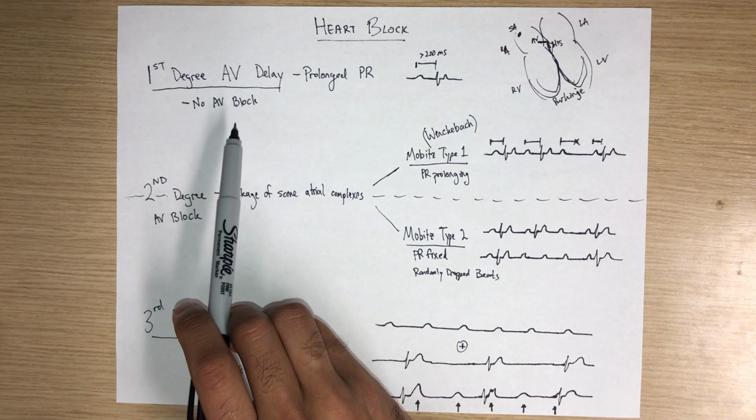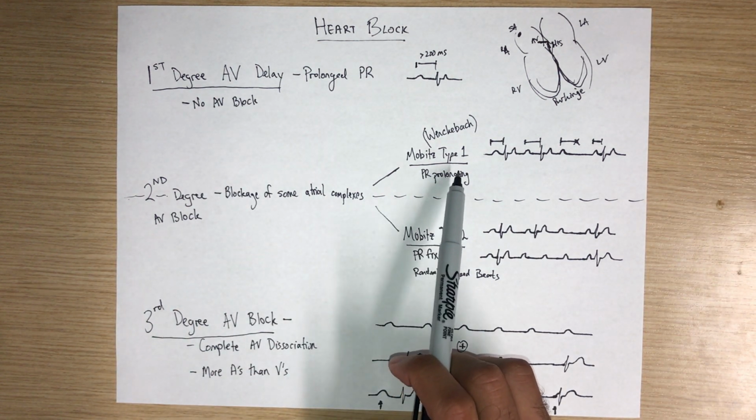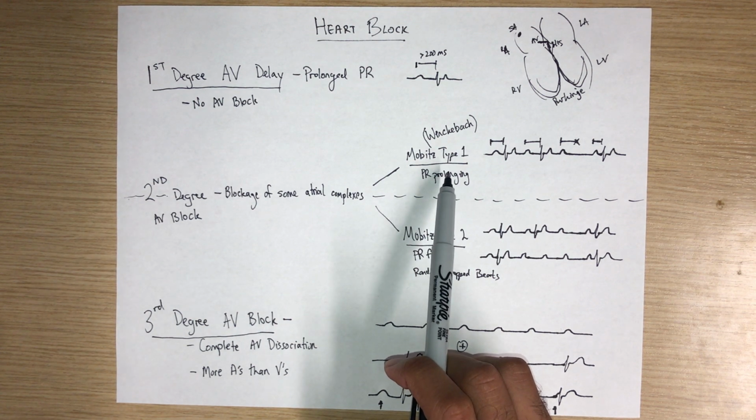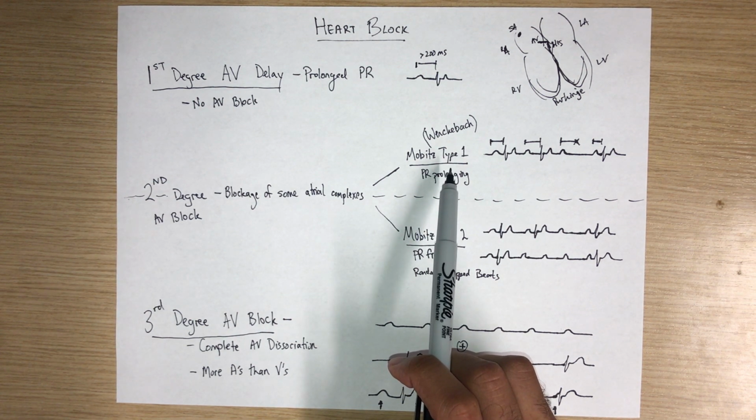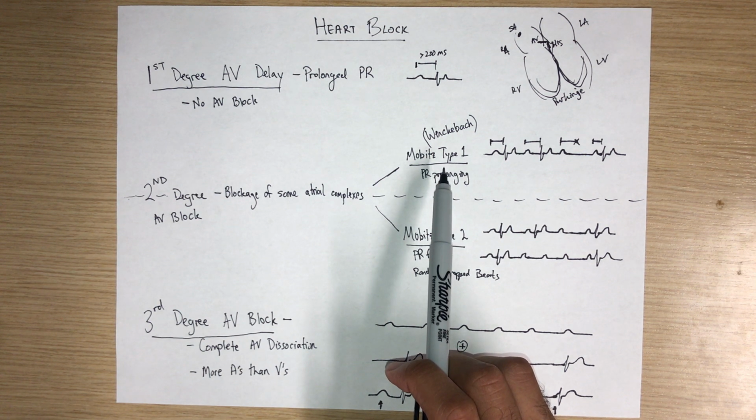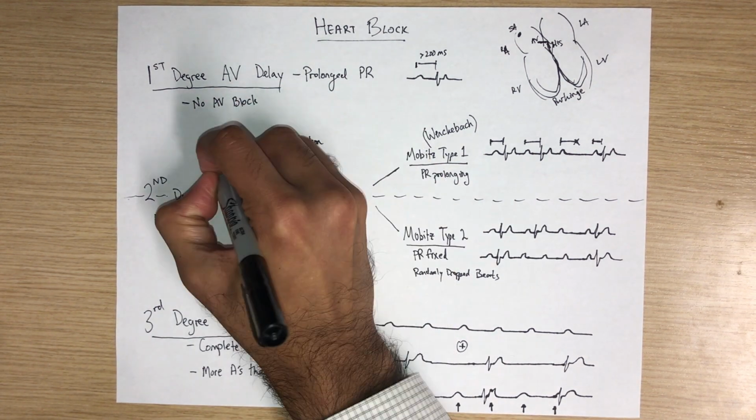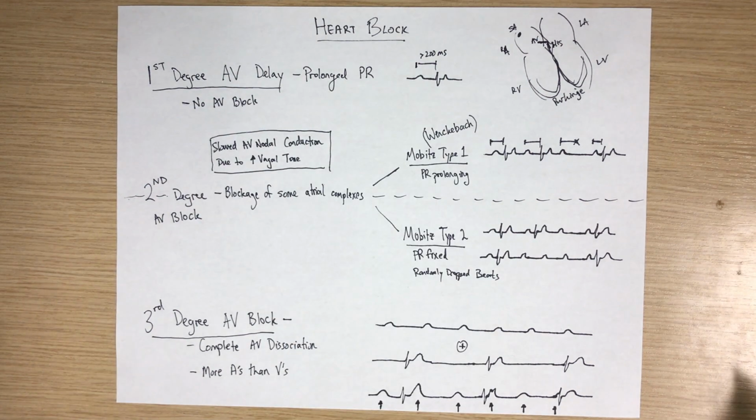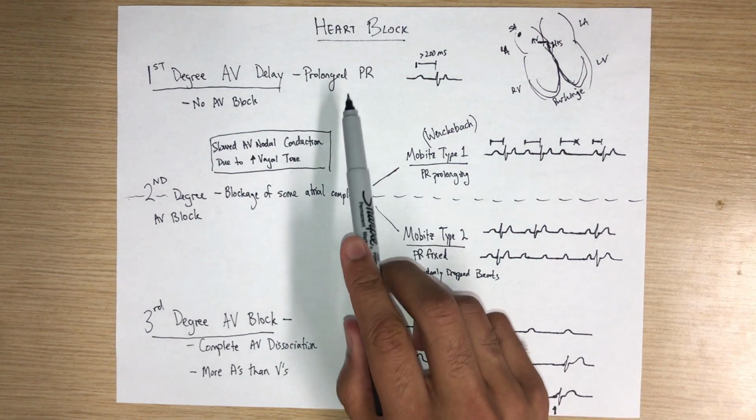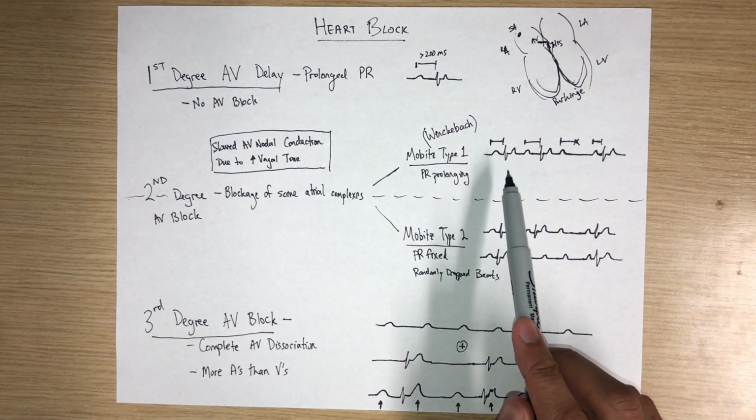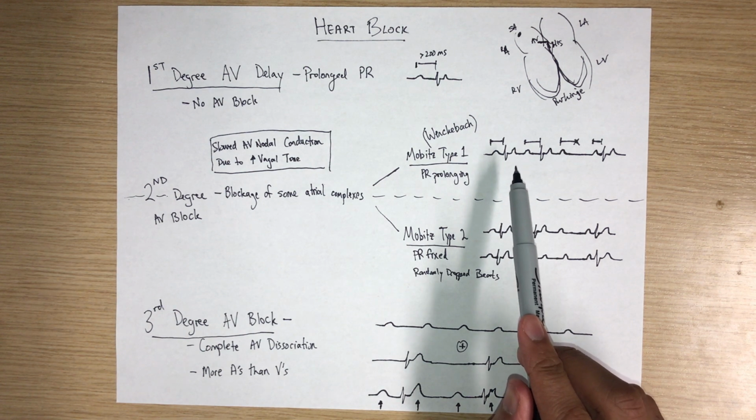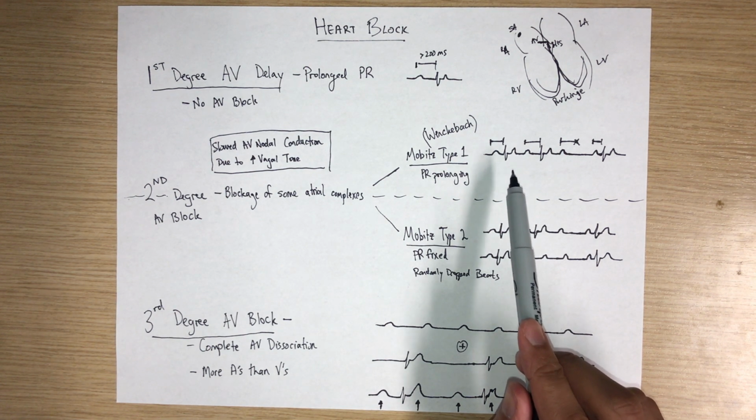First degree AV delay and Mobitz type 1 second degree AV block, or Wenckebach, represent delayed conduction through the AV node that is very likely to be due to increased vagal tone. The prolongation of the PR interval is our clue that the site of block is at the AV node and therefore mostly about vagal tone.